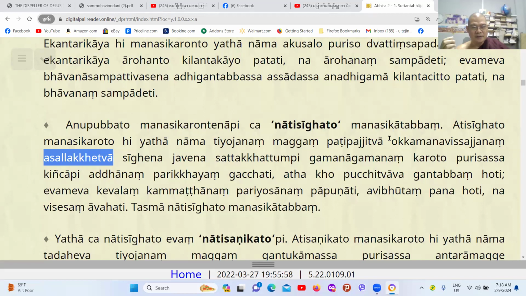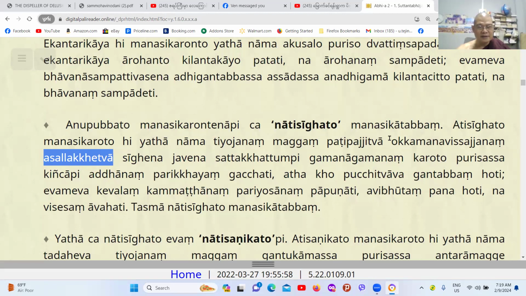Without noting this is the right path or the wrong path, this part he should go, this part he should not go. Sigena yojana, quickly. Sattakkhattumpi gamana agamanam karoto, he has gone here several times, going and coming back. He doesn't know the destination. He goes with very fast steps. So he arrives there, but does not get the destination.